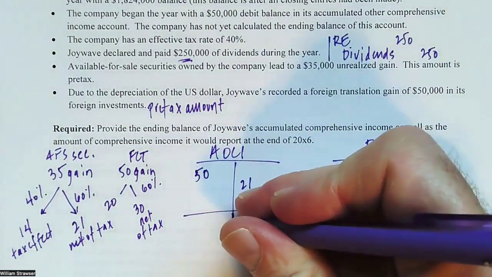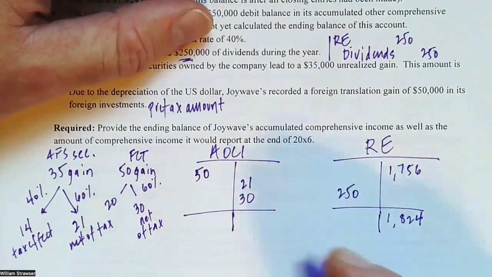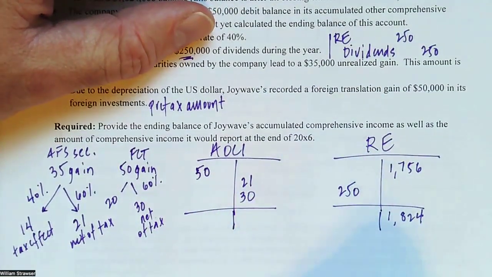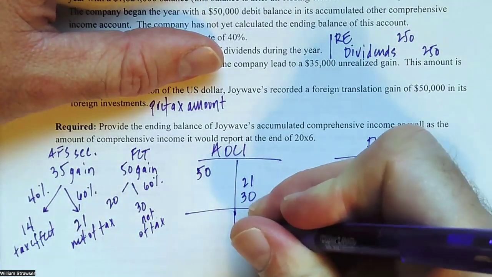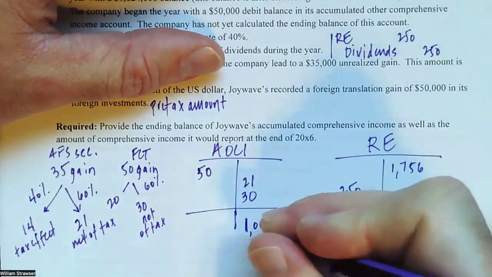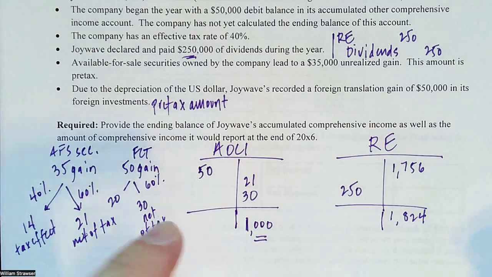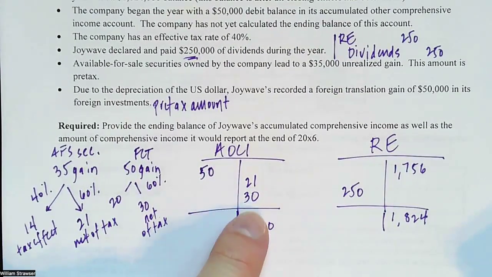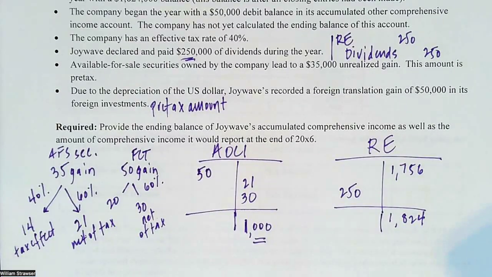So now when I go to reconcile this account, we have 50 over here, we have 51,000 of credit. And so we'll end up with 1,000 of credit balance. That will be my ending balance of AOCI. So I incorporated the 3 zeros there. I had just been dropping them for ease, but it is 1,000 after we consider the zeros as well.